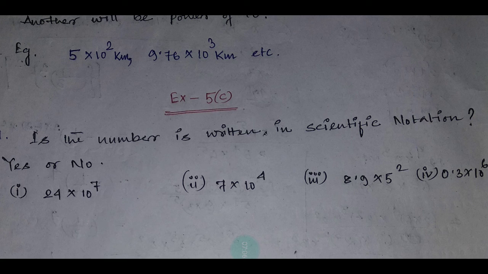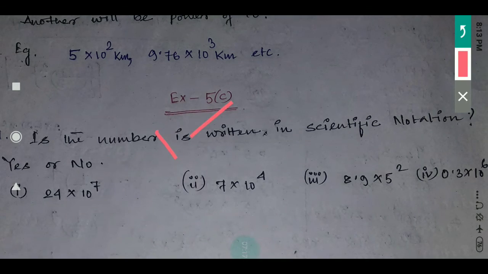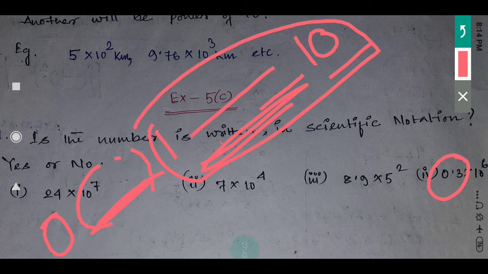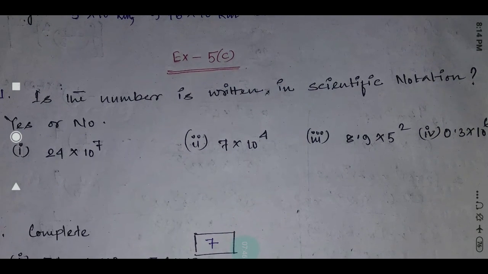Now check 0.3 into 10 power 6. Is 0.3 between 1 to 10? No, 0.3 is not in between 1 to 10, because if you write 1, 2, 3, 4, 5, 6, 7 like this up to 10, you will not get 0.3. 0.3 is outside, before 1. From 0 to 1 you will get 0.3, but we need it in between 1 to 10. So the fourth number is no.